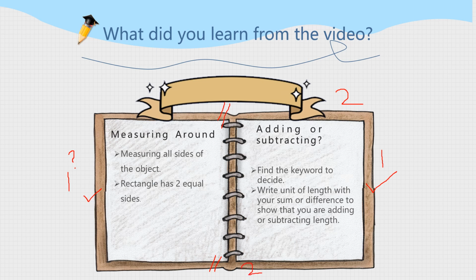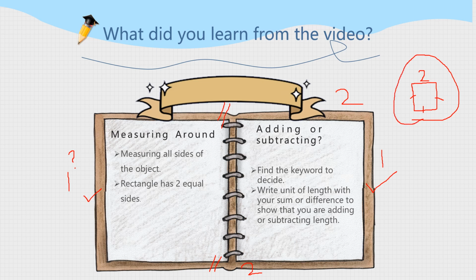Excellent, 2. Very good. And just like the rectangle, when you are adding the sides of squares, if you are given only one side, you don't need this side and this side. You know why? Very good, because all the sides of the square are the same.